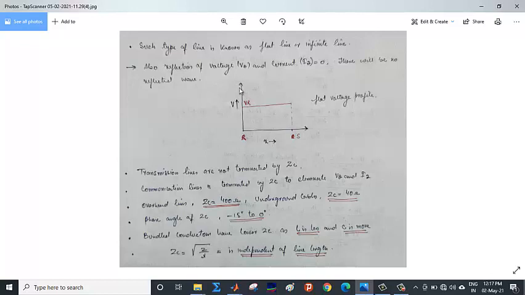So the voltage profile from receiving end to sending end will be looking like this. It will be constant throughout the line length. There will not be any change. This is the magnitude of the voltage that is plotted versus distance. This is the distance. This is 0. This is up to x, and this is x is equal to L, the sending end. So this type of voltage is known as flat voltage profile, and such type of line is known as flat line or infinite line, because at any point of the line the current as well as the voltage will be same. Also, the reflection of the voltage V2 and the current I2 will be 0.